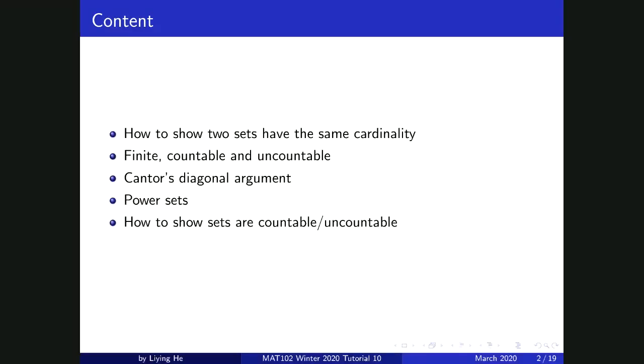For this tutorial, I'm going to talk about the following 5 things. First of all, how to show two sets have the same cardinality. Then we'll move on to finite, countable, and uncountable. Then we'll talk about the elegant proof, Cantor's diagonal argument. Then we'll talk about power sets, and then how to show sets are countable or uncountable.